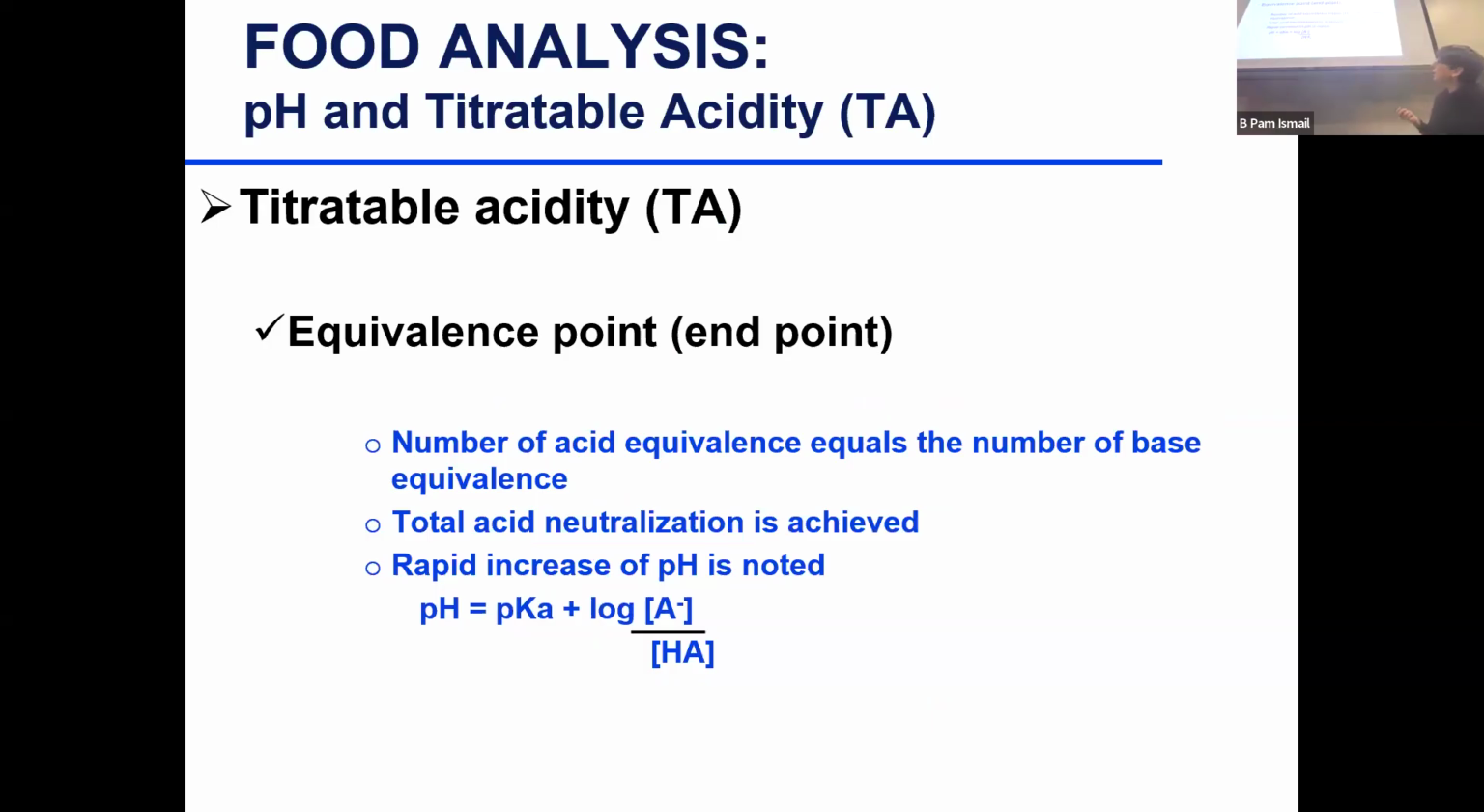So the equivalence point is when the number of acid equivalents equals the number of moles of base equivalents. So at equivalence, the number of moles of acid equals the number of moles of base. The reaction ends when all the acid is neutralized and the next drop of base turns your solution pink because of the phenolphthalein indicator. And as soon as you reach that point, you see a spike in pH.